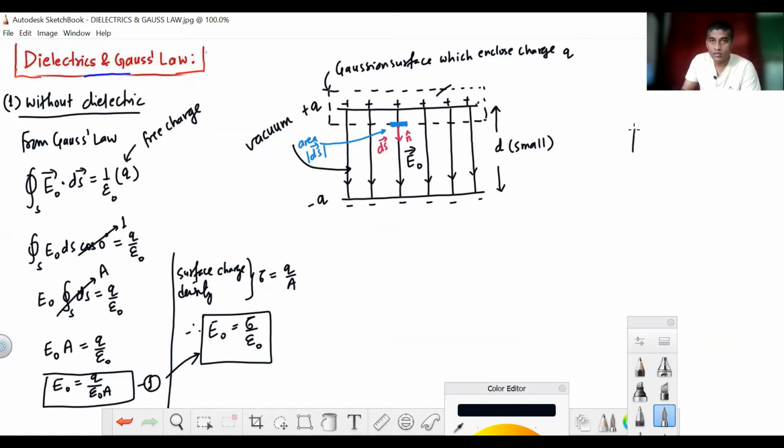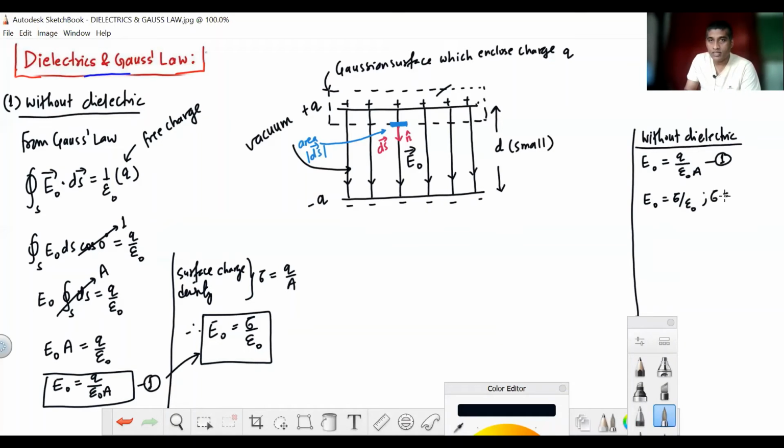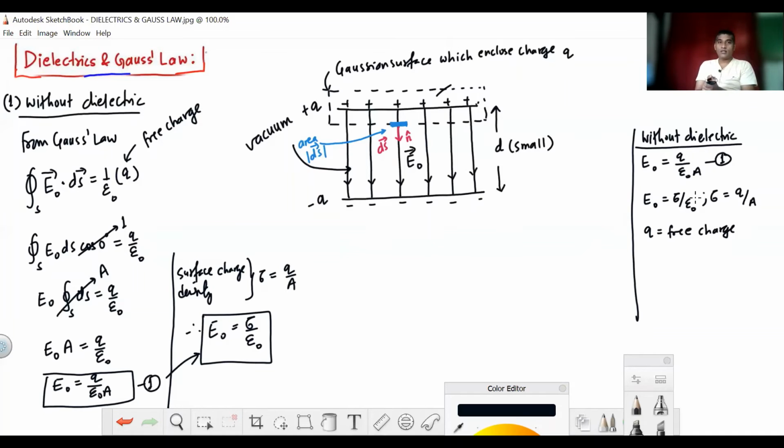I'm erasing this, okay. Without dielectric, we have this, okay, E naught equals Q by epsilon 0 A. Let us call it equation 1, okay, and we have this also, E naught equals sigma by epsilon 0, where sigma is surface charge density equals Q by A. So we have this. Clear? Now, Q is the free charge present on the plate of the capacitor, okay. So this is to be noted, okay. So we have this.